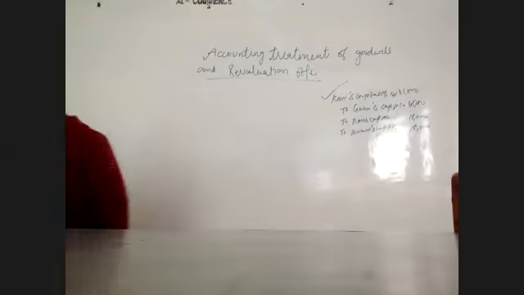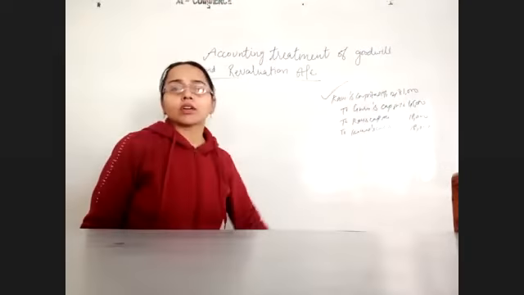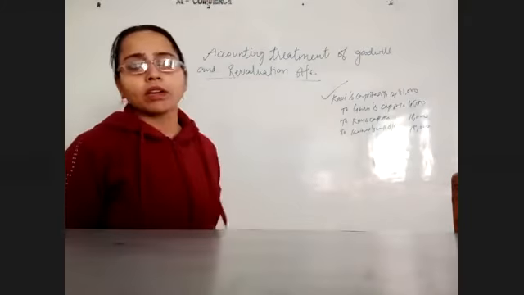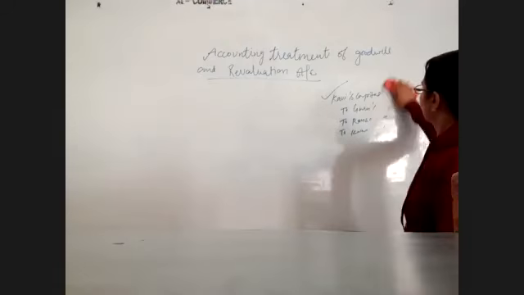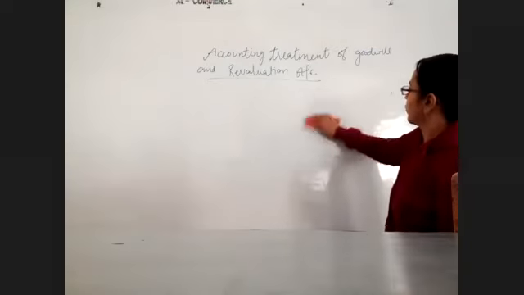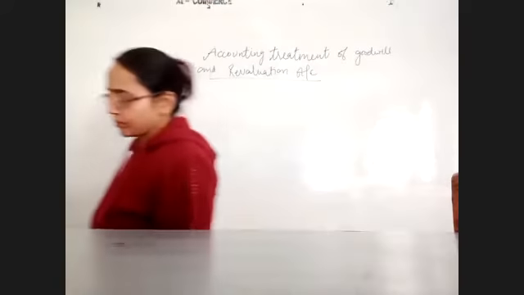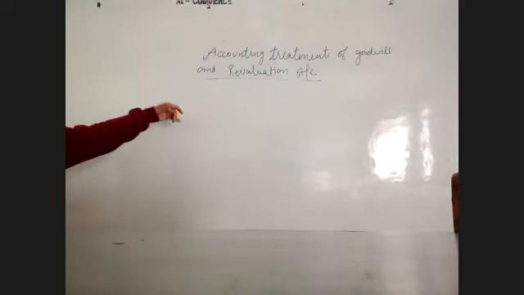Today we will discuss two topics: accounting treatment of goodwill when continuing partners sacrifice, and second, revaluation of assets and liabilities before the retiring of a partner. Students, at the time of retirement, assets and liabilities are valued and the revaluation account is prepared the same way as is done in case of admission.